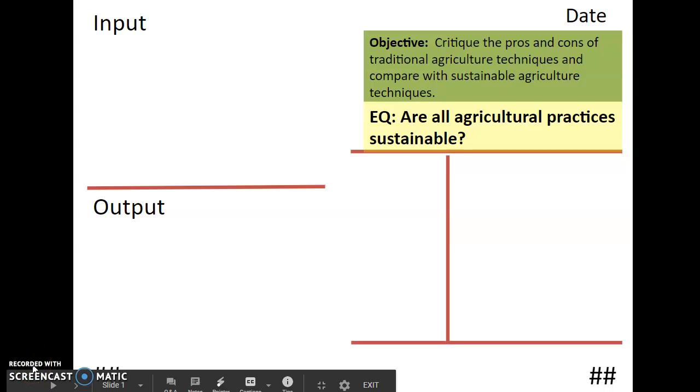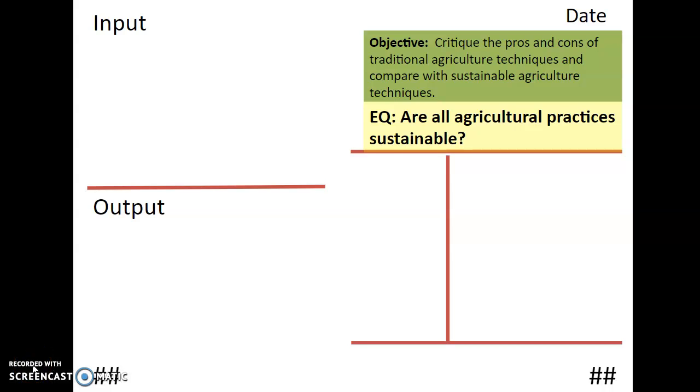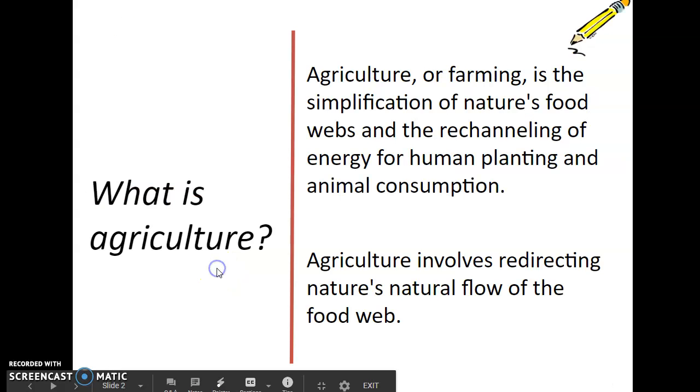Hey guys, today we're going to be learning about sustainable agriculture. So we're going to be able to critique the pros and cons of traditional agricultural techniques and compare them with sustainable agriculture techniques. And then we're going to ask ourselves, are all agricultural techniques or practices sustainable?